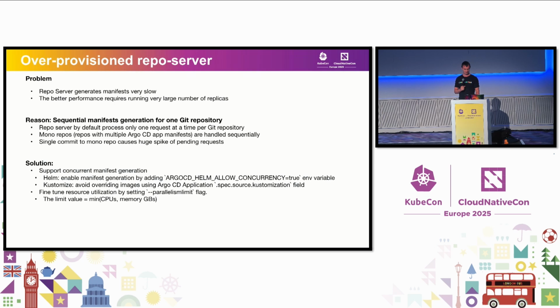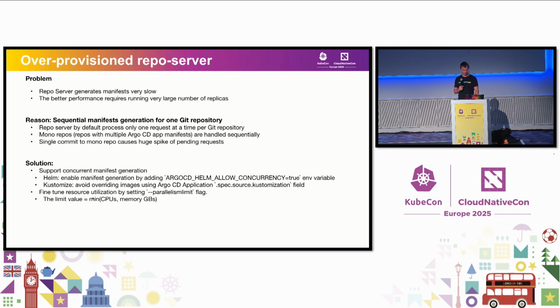Another frequent reason why Argo CD sometimes has to run manifest generation sequentially is related to Kustomize. If you override images in Kustomize base settings and the image is stored in the application spec, then Argo CD has to modify files in a local clone of the Git repository, and that requires running manifest generation sequentially. So if you don't use this feature and don't override images, it will provide better performance and cost you less money.